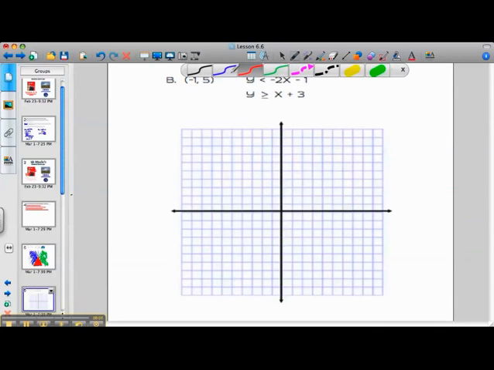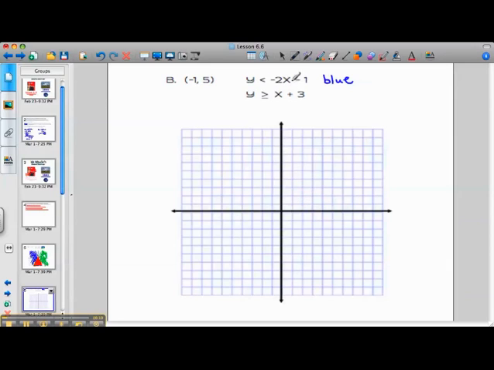Okay, we're going to take a look at the second example here. I'm going to go back and switch to my blue ink. And we have (-1, 5) as our coordinate, and we want to see if that makes this statement true. Now, if you remember, when we plugged it in, we saw that it did not. So let's see how that works on the graph.